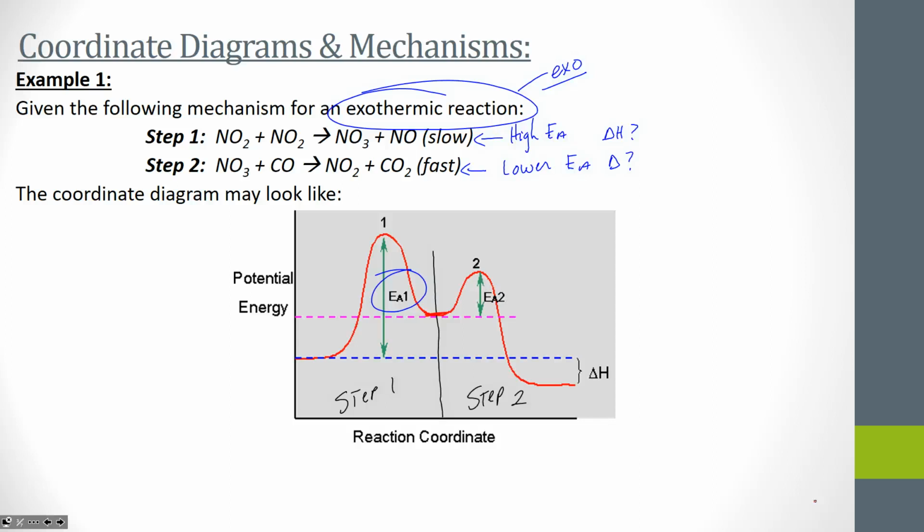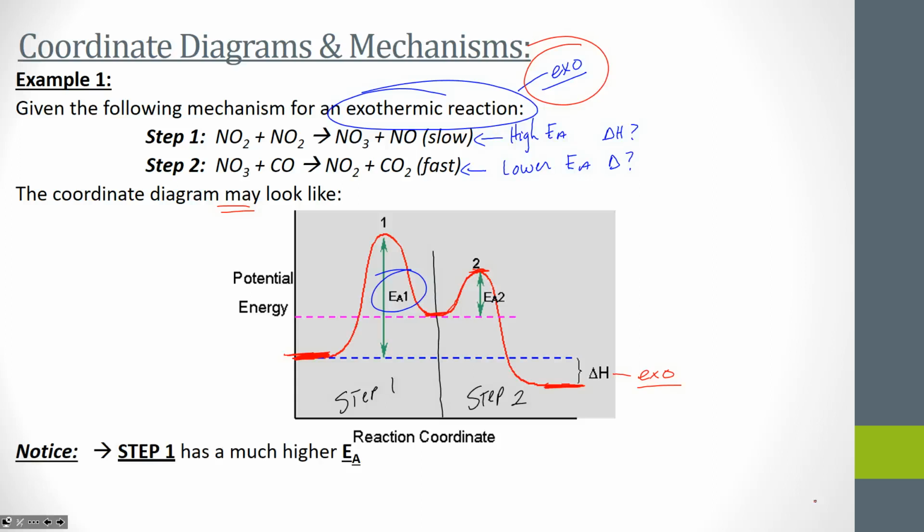But the second step is the faster step, so it must have a lower activation energy. So you see our hill here is lower. I've shown that. And then the last thing from the information is that the whole reaction is exothermic. Here's where I started. To be exothermic, we have to end lower. So that's where our exothermic reaction happens. So I've satisfied all of the information there. Notice that it says the coordinate diagram may look like this. Based on the information I'm given, that's the best coordinate diagram I can draw, but it's showing, relatively speaking, what's happening between steps. Notice step one has a much higher activation energy, and delta H is negative for the reaction. And that satisfies drawing that coordinate diagram.